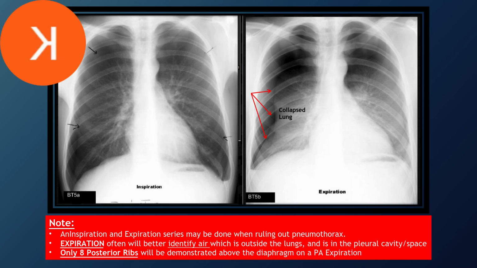Here we see how the inspiration and expiration chest x-rays look, and how they help us identify if there is a pathology. In this case, we see a collapsed lung. An inspiration and expiration series may be done when ruling out pneumothorax. Expiration will often better identify air which is outside the lungs and in the pleural cavity space. Only 8 posterior ribs will be demonstrated above the diaphragm on a PA expiration. An inspiration usually shows 10 ribs above the diaphragm.